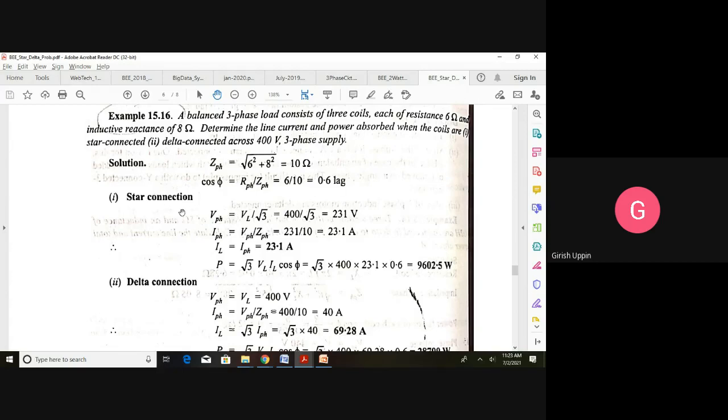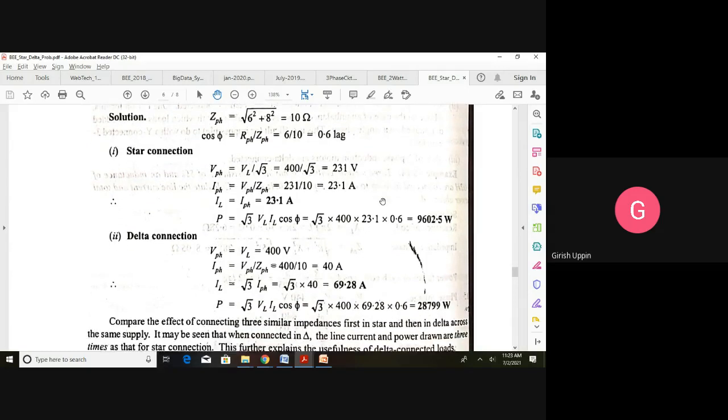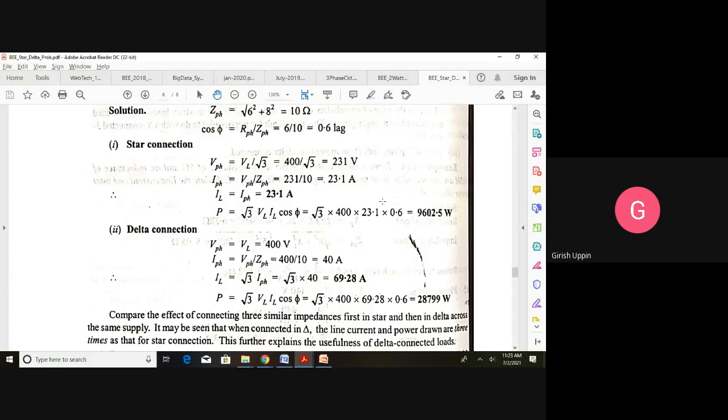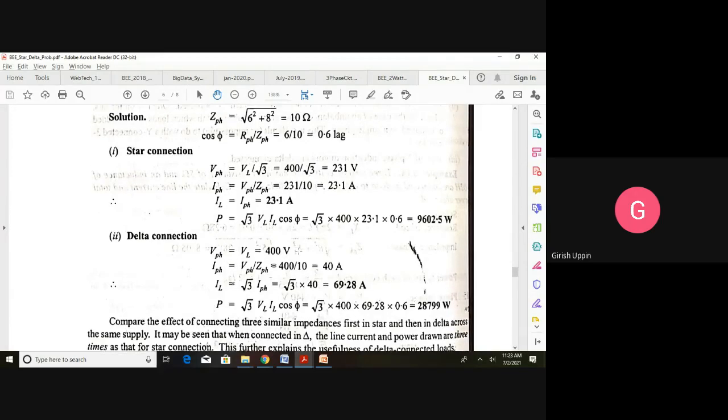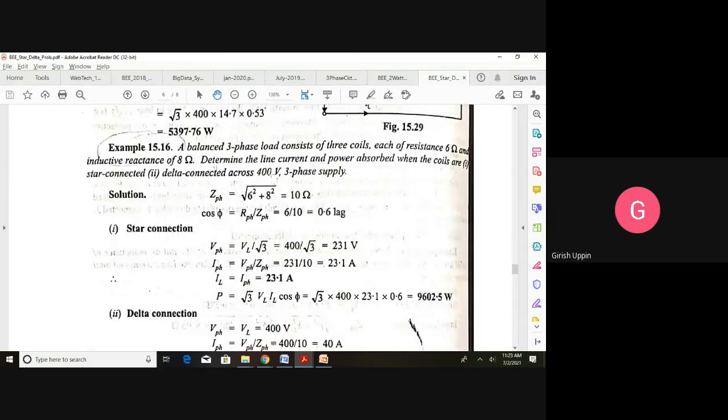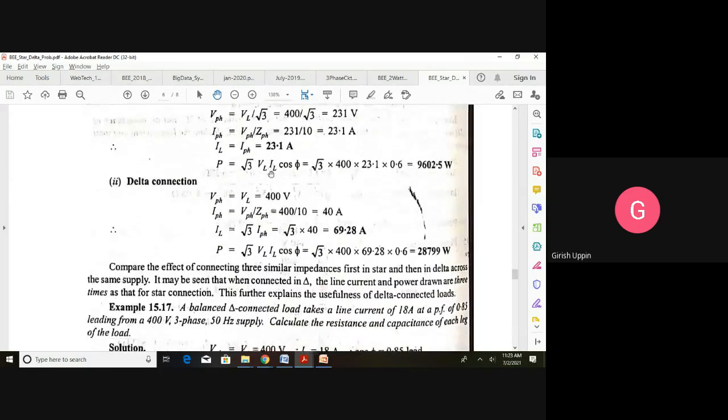Now, in case of a delta connection, again we have to find what is the line current and the power absorbed. In case of a delta connection, we know the line voltage is equal to phase voltage, and line current is root 3 times the phase current. So VL is equal to V phase and IL is equal to root 3 times I phase. That is in the delta connection. Therefore, V phase is equal to VL is equal to 400 volt, because this is connected across a 400 volt supply, which is nothing but the line voltage. So in case of a delta, phase and line voltages are same. Therefore, V phase is equal to VL is equal to 400.